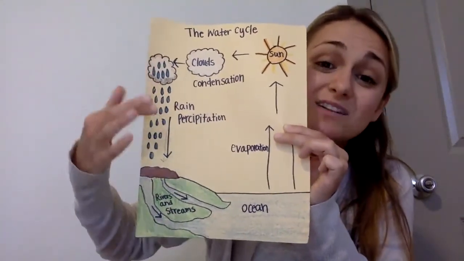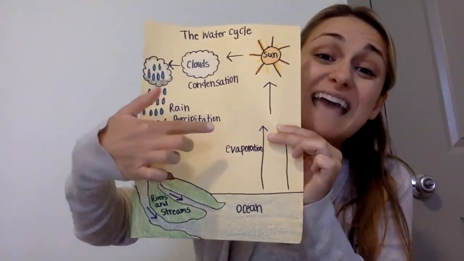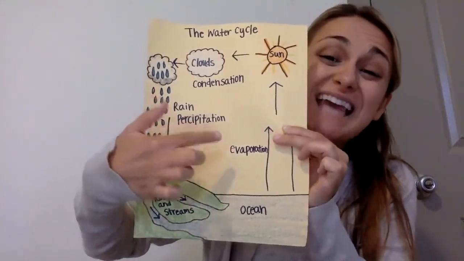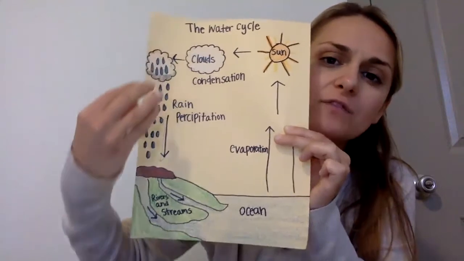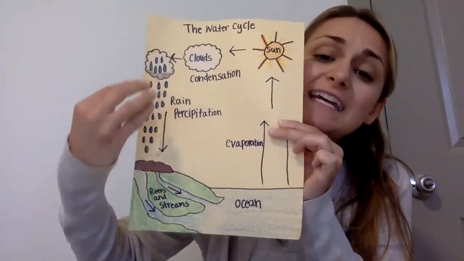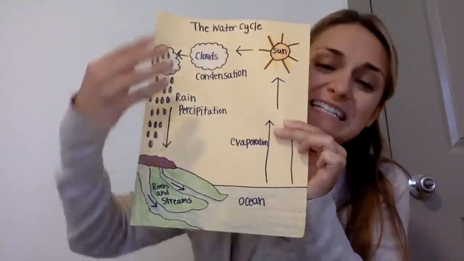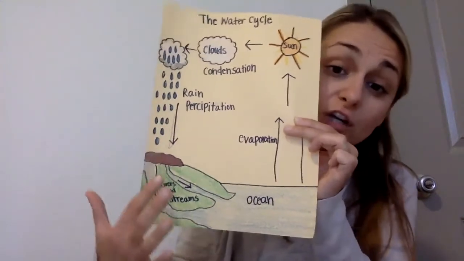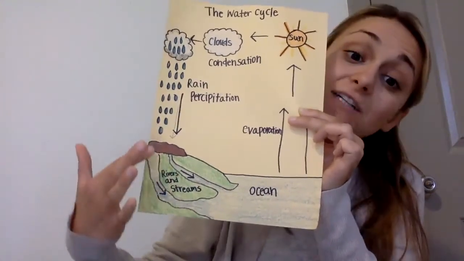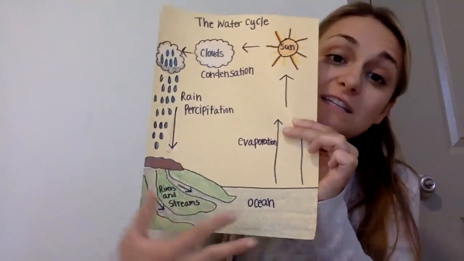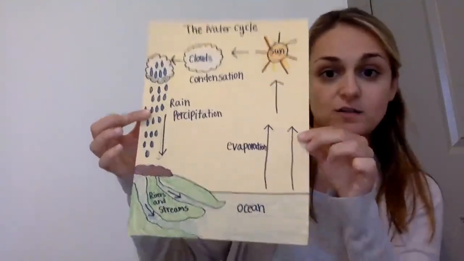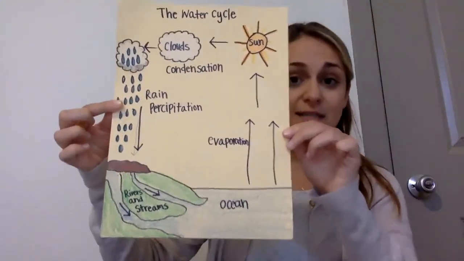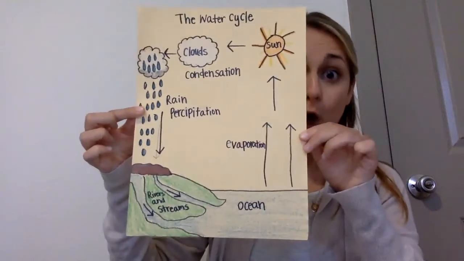And this process is called precipitation. Precipitation, as the water comes down from the cloud as rain into the earth, it's precipitating down all the way back into the earth, the land, and the rivers and streams that move into the ocean, and the process starts all over again. So this is Miss Navarro's document for the water cycle.